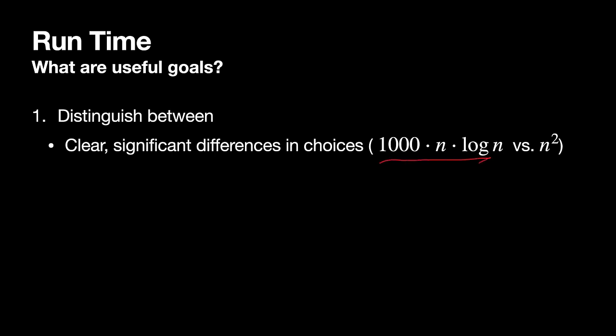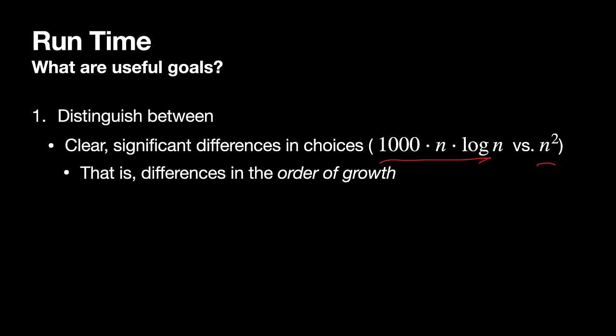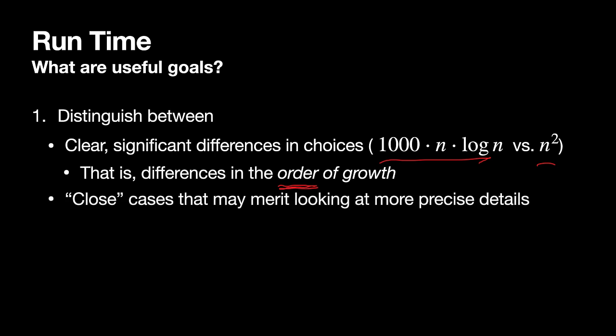If you remember the graph of the 1000 n log n function versus the n squared function, the n squared function required many, many, many more operations to compute its work as n got bigger and bigger. So we want to be able to distinguish between those. So basically we want to know if there's a difference in the order of growth. So really that's what the O and big O notation is about, the order of growth. There are also things that are kind of close cases that may merit looking at more precise details. So we also want to kind of lump all of those close things together into one category or one set.